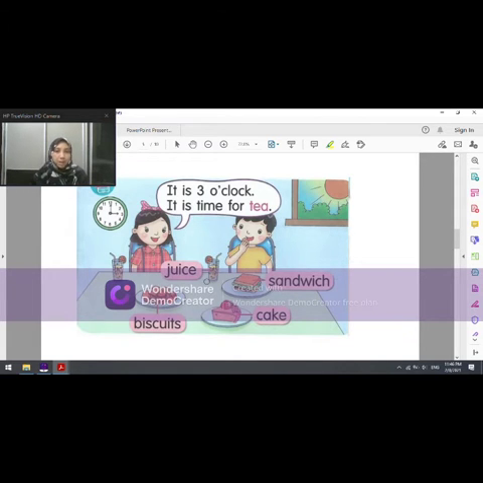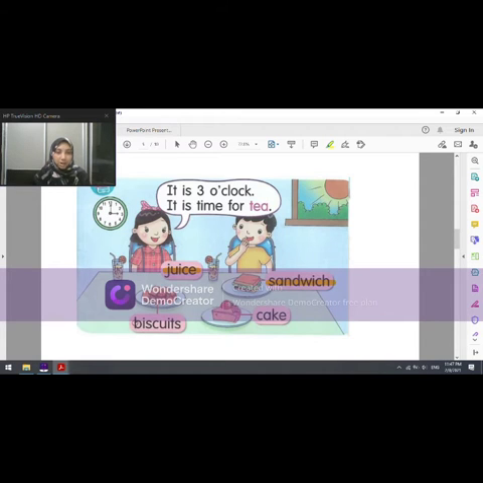So first we have what is in the glass. We have juice. Juice also in Malay is called juice. It could be orange juice, apple juice, or watermelon juice, whatever that you like. Second, what do we have here? This is the sandwich.